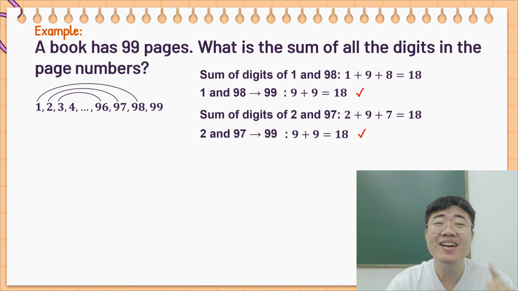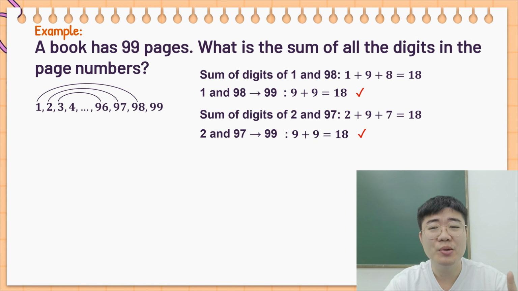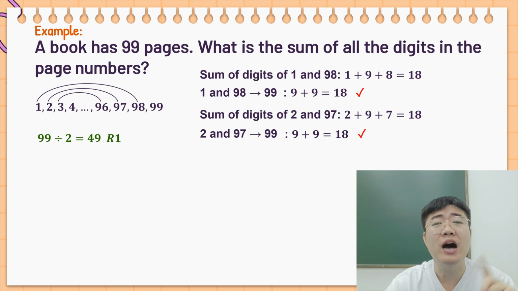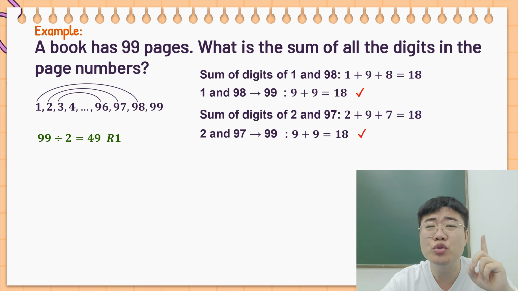We have to check how many groups are there. So let's see. Every two number is one group. So we can use the total 99 divided by 2. This will give us 49 groups with the remainder of 1. So let's think about the remainder 1 here. The number that's now in the group is 99. 99 itself now is in one group. And we'll notice that 99, the sum of digits is also 18. So it's same as the other groups. So we can also treat it as one group.